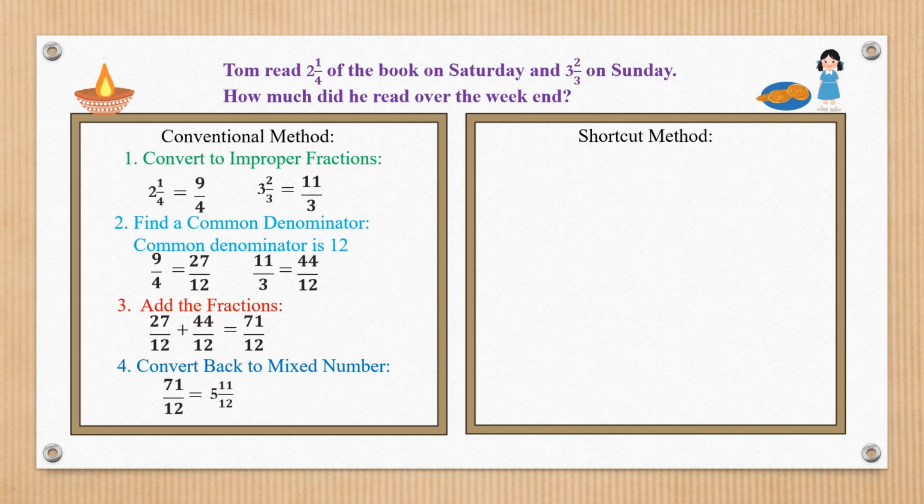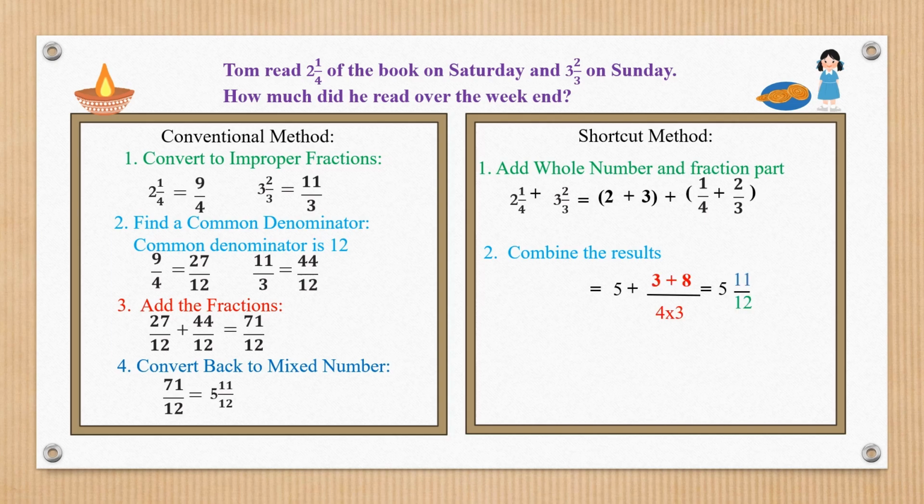And if you are doing it by the shortcut method, it is very simple. Add whole numbers and fraction parts. So 2 1/4 plus 3 2/3 will become, you have to group whole numbers and fraction parts together and combine the results, and you get 5 plus, and for 1/4 plus 2/3 use the shortcut method, (3 plus 8) by 4 into 3, which gives 5 11/12. That's all. So the answer is Tom read 5 11/12 of the book over the weekend.